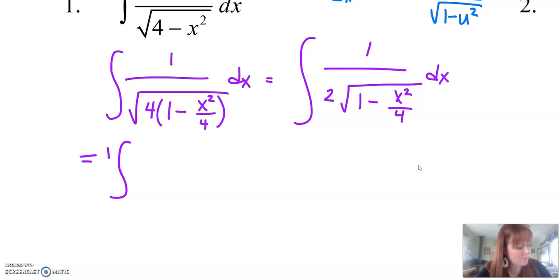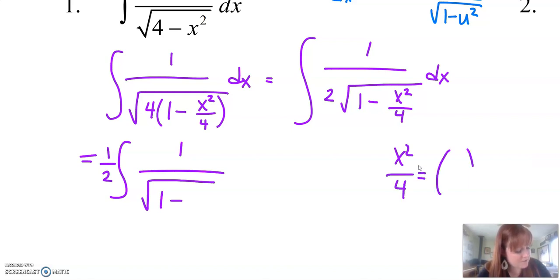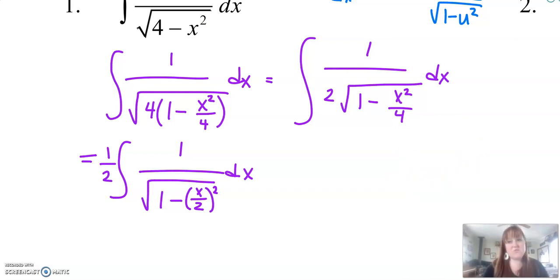Okay, so I'm going to pull this 1/2 all the way outside the integral just so that it's not so messy. 1 over the square root of 1 minus, now x squared over 4, if I want that to be some quantity squared, that would be x over 2 squared, right? So really, this is the same as x over 2 squared dx. Now I'm really close, right? I'm actually in this form, and my u is x over 2.